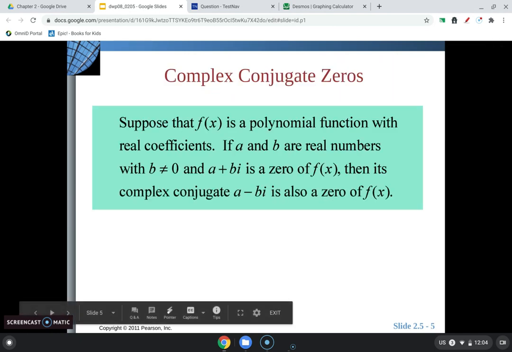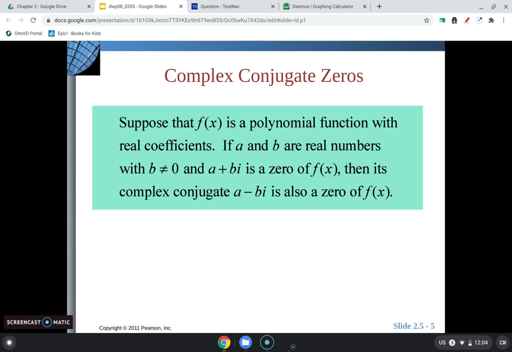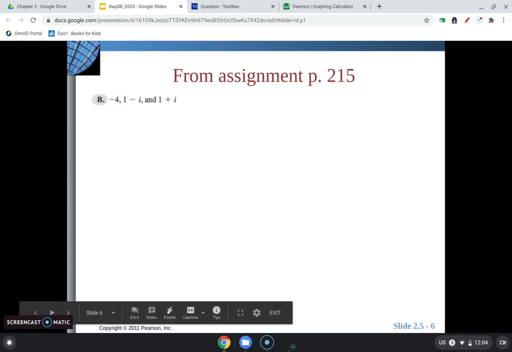All right, the complex conjugate. Complex zeros travel in pairs. So you're always going to have at least 2 of those types of answers. So if a plus bi is a zero, then the complex conjugate is also a zero of f of x.